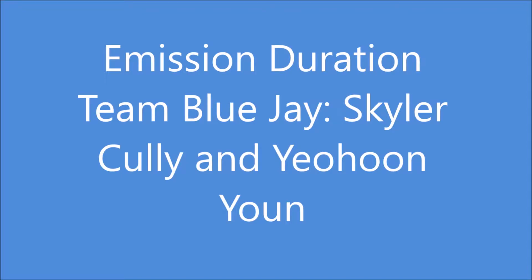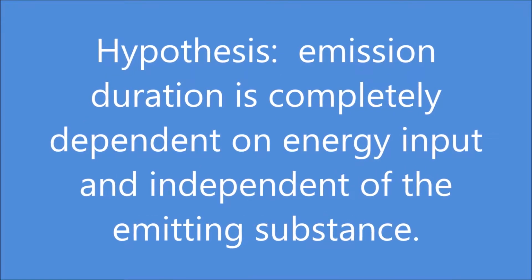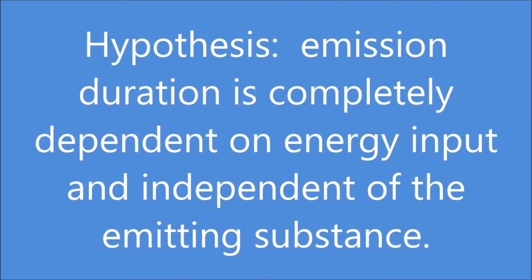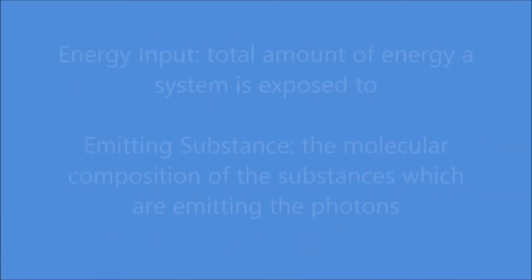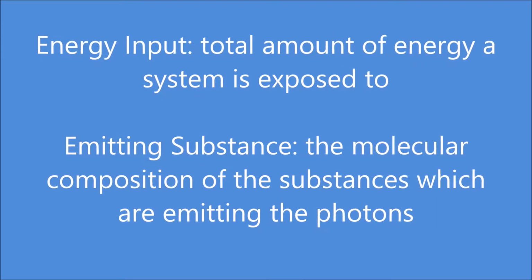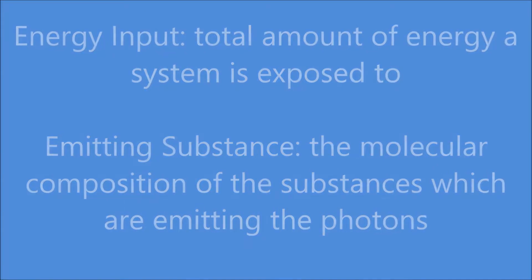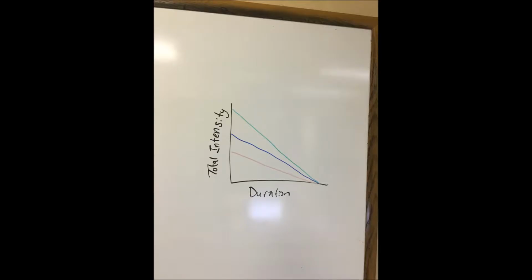Emission duration is defined as the amount of time a substance is emitting photons for. According to the hypothesis, emission duration is completely dependent on energy input and independent of the emitting substance. As seen in the last video, energy input is defined as the total amount of energy a system is exposed to. For this experiment, energy input came in two forms: chemical energy from the reaction between the dyes and activator, and heat energy from the warm water the chemicals were placed in.